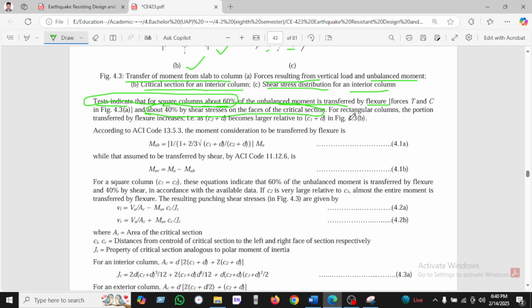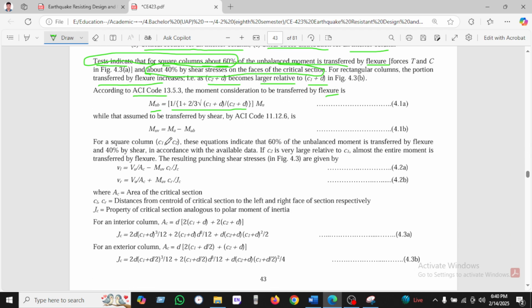Okay. So for a rectangular column, the portion transferred by flexure, which is C to D, becomes the negative larger relative C1 plus D, given here. According to ACI code 13.5.2, the moment considered by flexure, which is Mb, uses this formula for flexure. While the remainder is assumed to be transferred by shear, ACI code gives this formula for a square column.